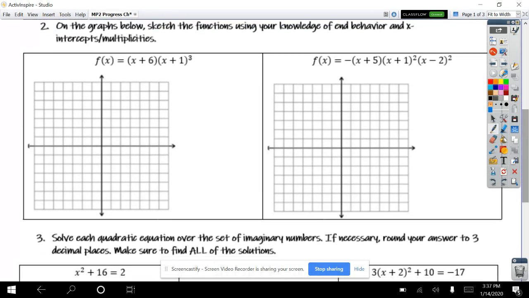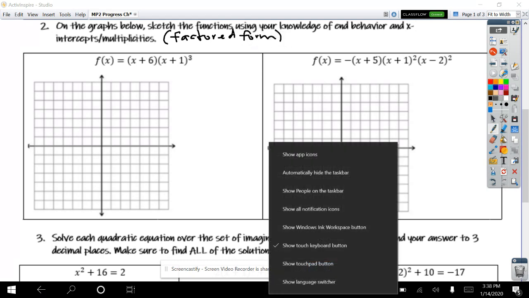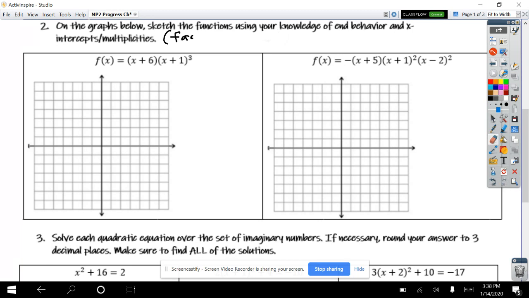Number 2 asks us to sketch the functions using our knowledge of end behavior and x-intercepts and multiplicities. So these functions are written in factored form. So make sure you understand that this is in factored form. Since they're in factored form, it's really easy to find the zeros. It's not like where you have to do long division to get the zeros. It's already given to you.